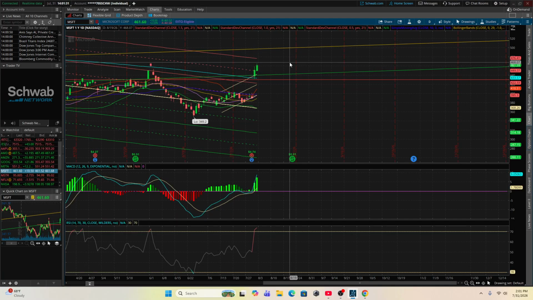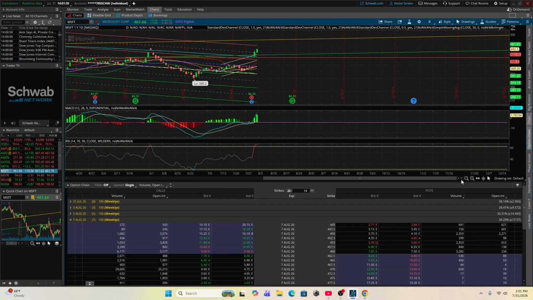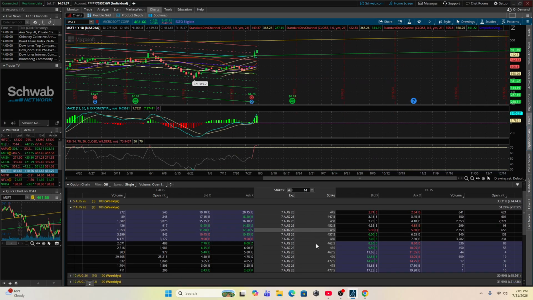So we're currently there at 470. That's the general area I want to place my calls at. Oh, and the 470s here are going for $4.80. So if it goes to 470 and rejects, I collect the 480. If it goes to 470 and then breaks through, then I sold these for $4.80, so I'm basically covered almost all the way up to 475.